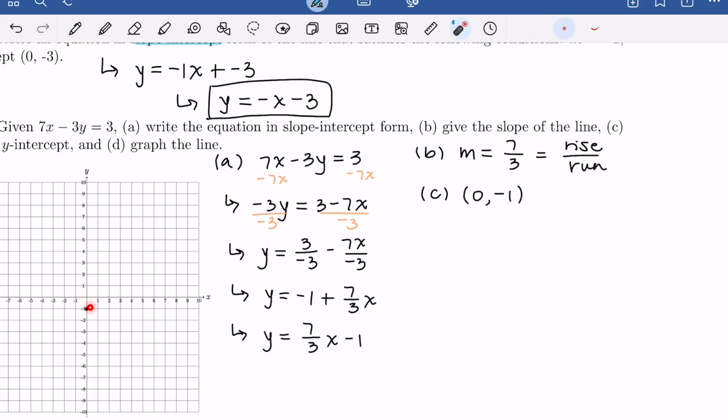So from this y-intercept here, we're going to rise 7 units and then move horizontally 3 units. So we're going to go up 1, 2, 3, 4, 5, 6, 7, and then over 3. Yeah, so that would be our next point on this line.